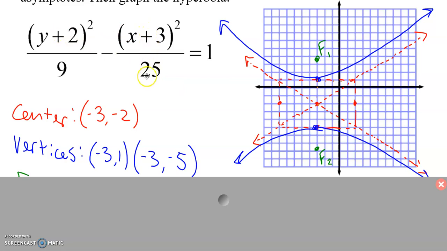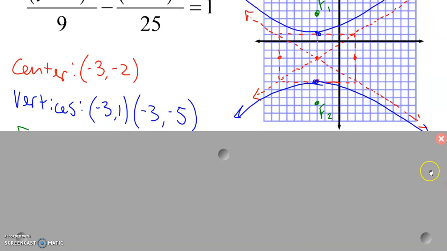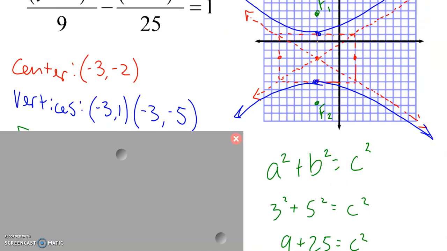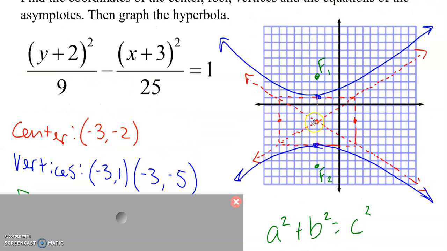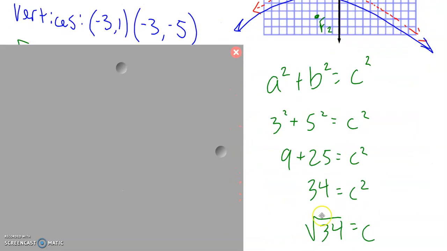-3, -2 is right there. And then in the x direction, I go 5 units away from the center. In the y direction, I go 3 units away from the center. Because y is first, the y direction will be the one with the vertices there and there. So that's why the vertices are 3 units above and below this center. Next, to find the foci, I'm going to use this formula here. And this time a is 3 and b is 5. So I solve that to get that c is the square root of 34.